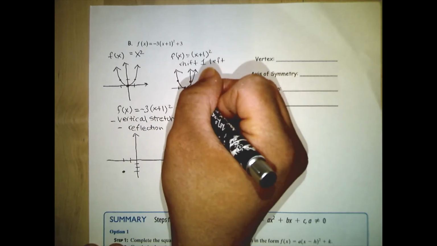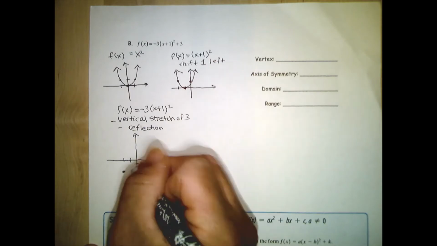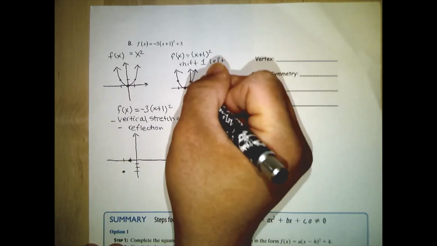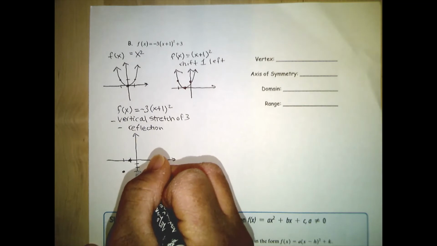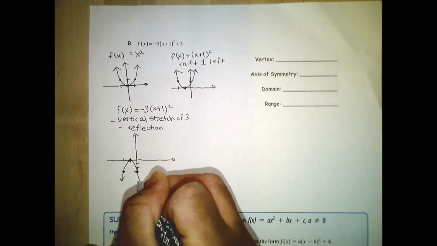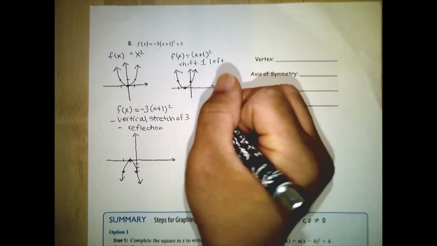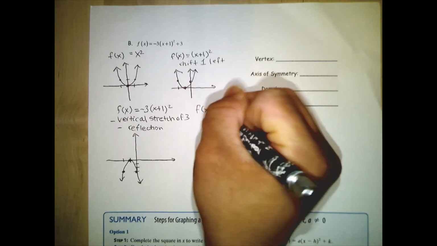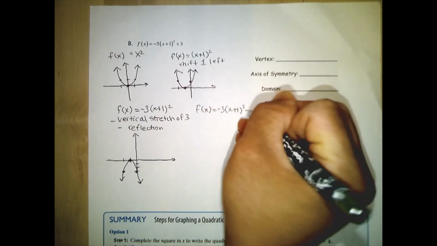And if y is 0, it stays 0. So we have a point at (-1, 0). And if y is 1, it becomes negative 3. So we have a point at (0, -3). So the graph will look like this, reflected and stretched a little bit. And then we have f(x) = -3(x + 1)^2 + 3.